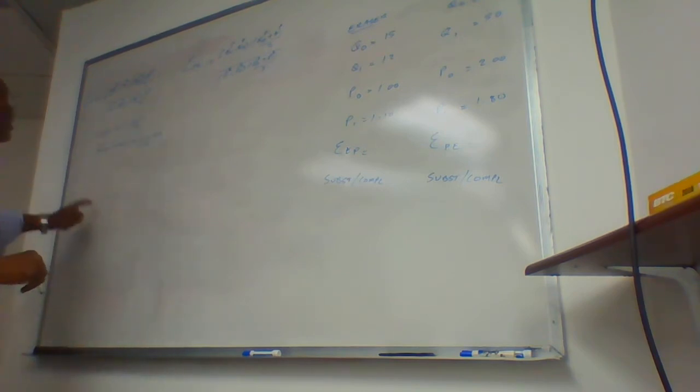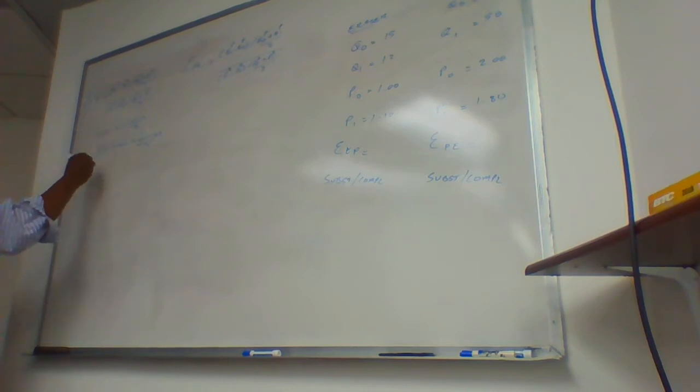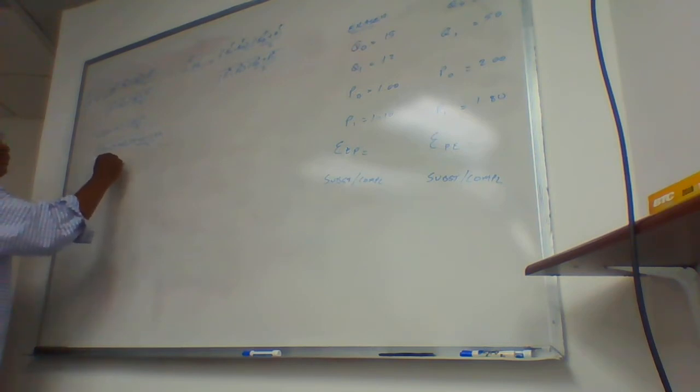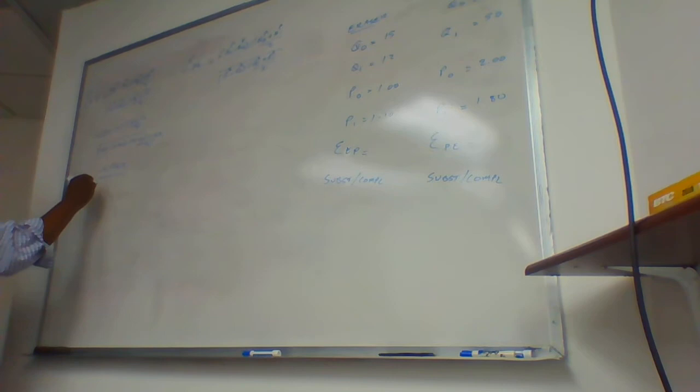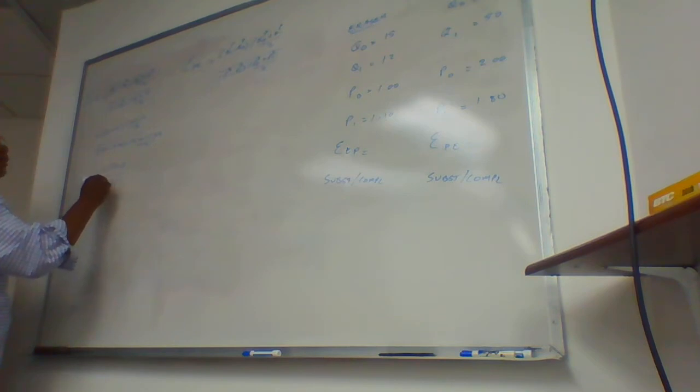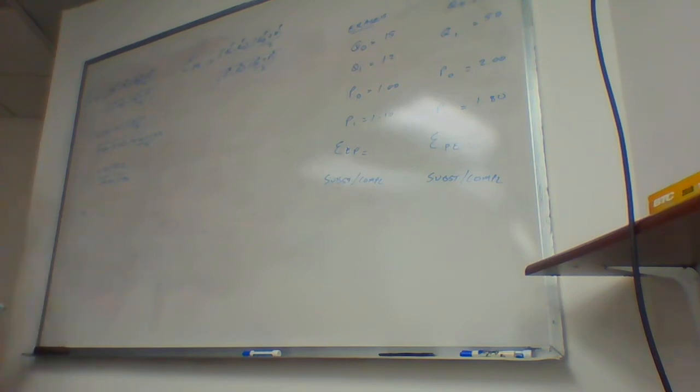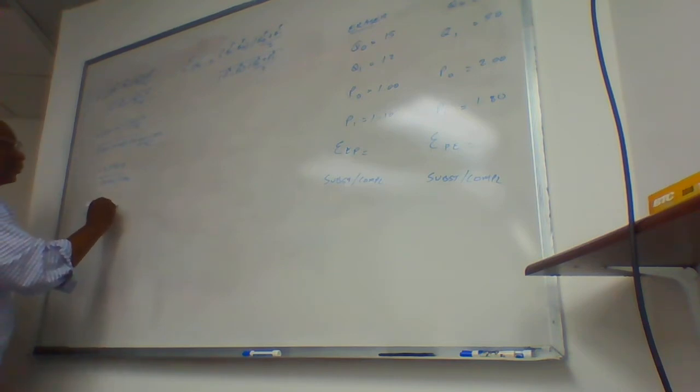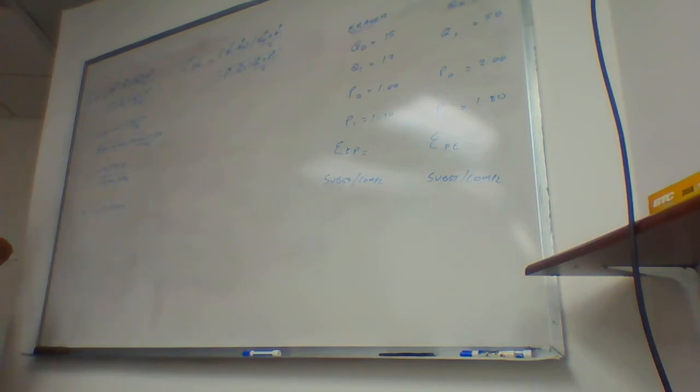All right, let's continue. 12 minus 15 is minus 3. Negative becomes important. 15 plus 12 over 2 is 27, and half of 27 is 13.5. $1.80 minus $2 is negative 20 cents, divided by $1.90. Negative 3 divided by 13.5 is negative 0.2222.